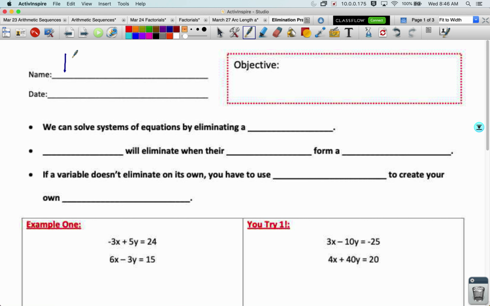All right, if you've got this printed off, go ahead and put your name up there. I'm recording this on the 25th, so I'll put the 25th right there. Our goal is to practice elimination.